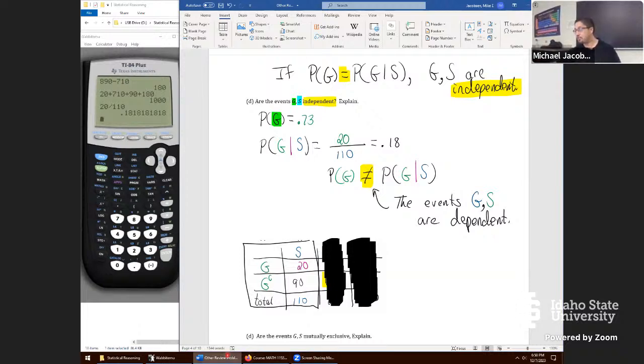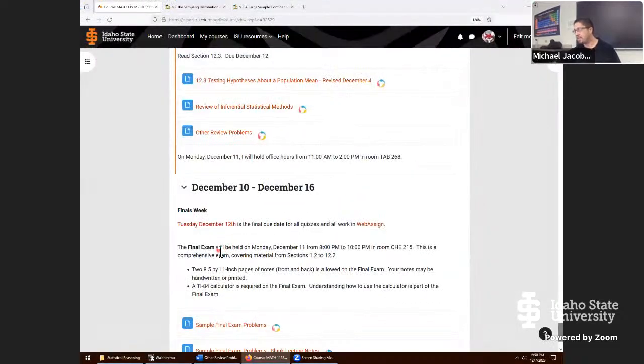And if you do have additional questions, on the day of the final exam, I do intend to hold office hours. I'll be in my office, tab 268, 11 a.m. to 2 p.m. Don't hesitate to drop by. There might be multiple people in the office, but still drop by, poke your head in, and get your question answered.